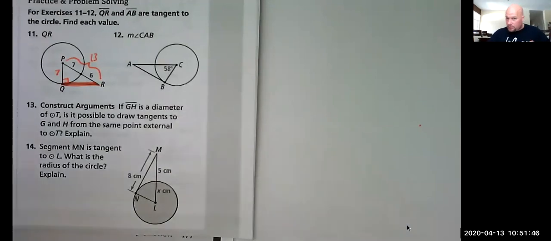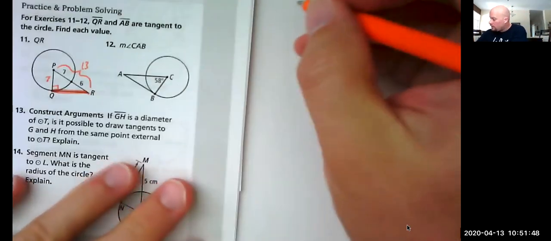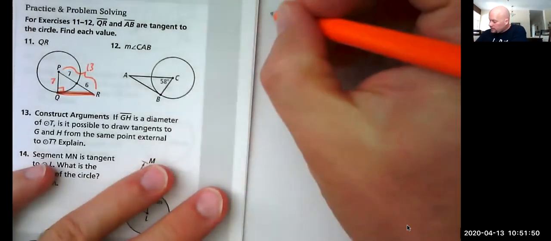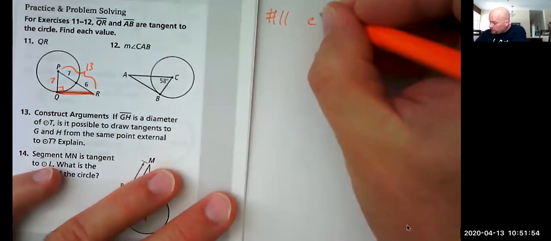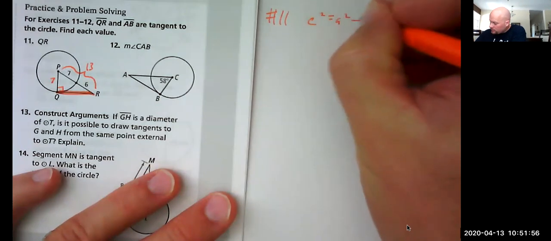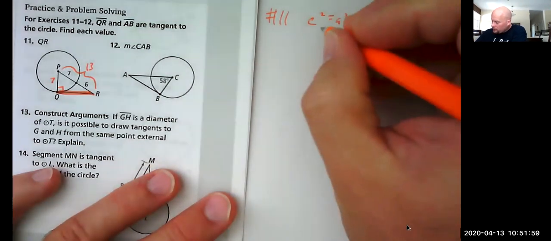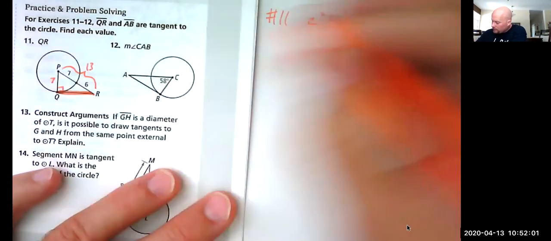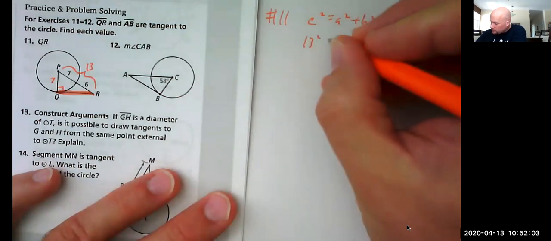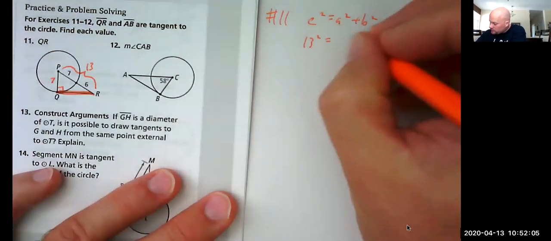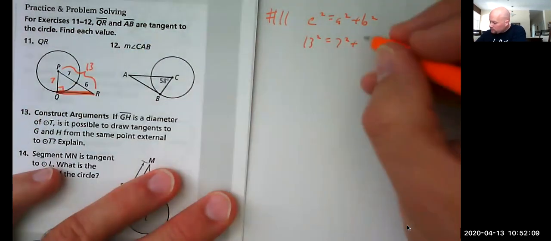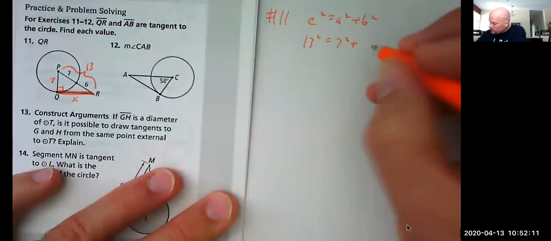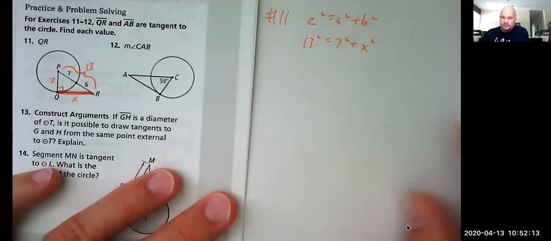Okay, let me finish this one problem and then I'm going to go take care of something. So where was it? Number 11. So number 11, we have the Pythagorean theorem: C squared equals A squared plus B squared. So C squared, that's our hypotenuse again, so 13 squared equals this side, 7 squared, plus our unknown side, which is going to be B squared. So I'm going to call that X over there, X squared.